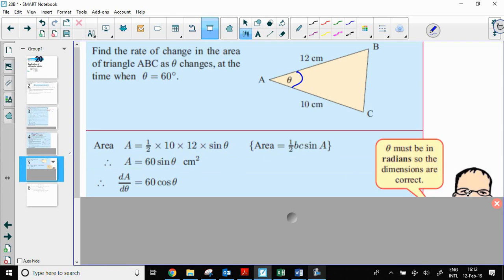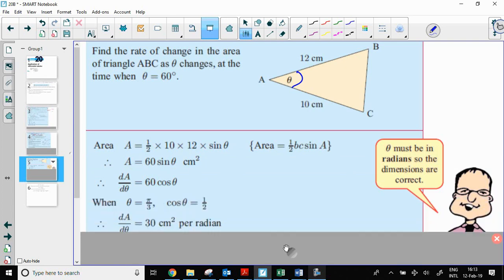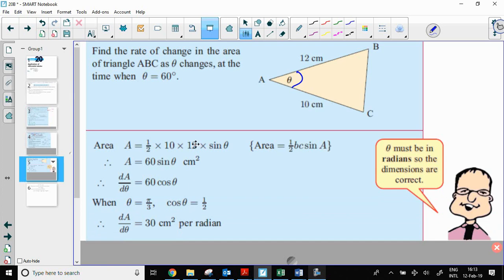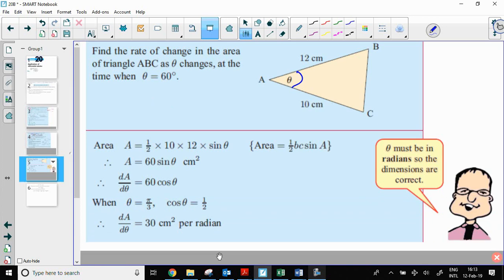Here we've got a little note from our friend popping up here. He points out that theta must be in radians so that the dimensions are correct. We're going to comment on that in a moment. He's right, though. So if we had here 60 degrees, we're going to change that to pi over 3 radians. All right, so then we drop that in here. Great. 60 times a half, it's 30 centimeters squared per radian of change when theta happens to be pi over 3 radians.